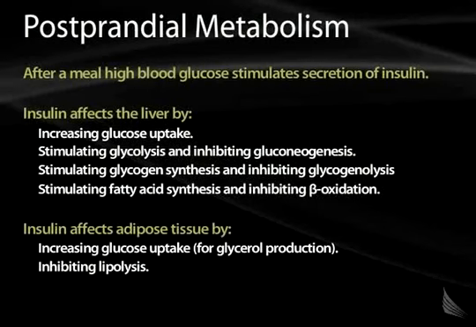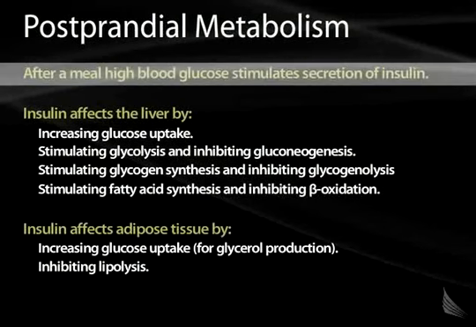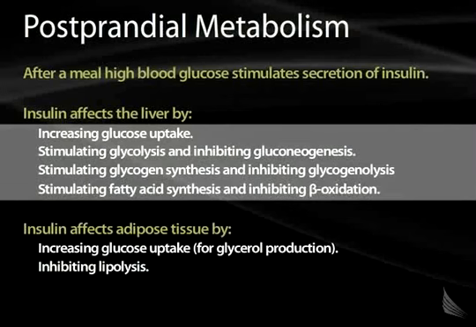So what happens in postprandial metabolism? You eat a meal that's high in blood glucose, and this stimulates the secretion of insulin. So the insulin goes to the liver, it increases the glucose uptake, stimulates glycolysis, and inhibits gluconeogenesis. Remember, that occurs through that bifunctional enzyme with increasing levels of fructose 2,6-bisphosphate. Glycolysis then produces pyruvate and acetyl-CoA, which can go then to form cholesterol, fatty acids, and so forth.